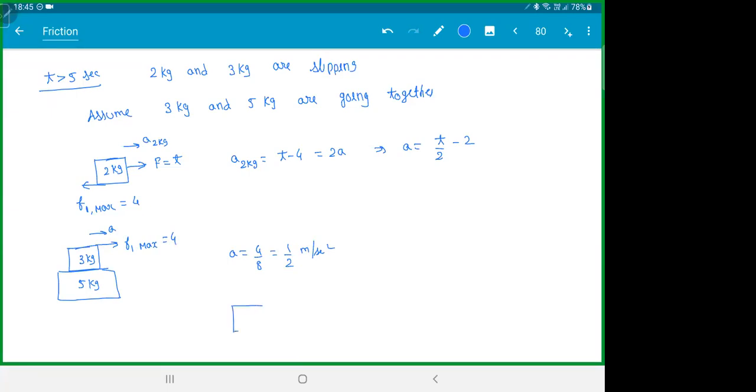Take any one block. I will take the 5 kg block. This is friction F2 and this is acceleration. So F2 is equal to 5A, which is 5 by 2. This is your F required. This should be less than equal to how much? This is mu is 0.1. That should be 0.1 into 5, that should be equal to 5. So this is 2.5. Perfect. It is right. My assumption is right. So therefore, 3 kg and 5 kg are going together. Question got over luckily.